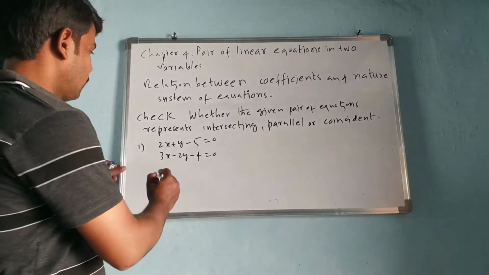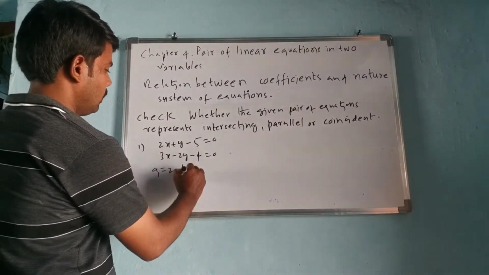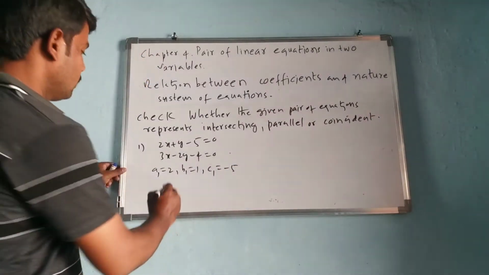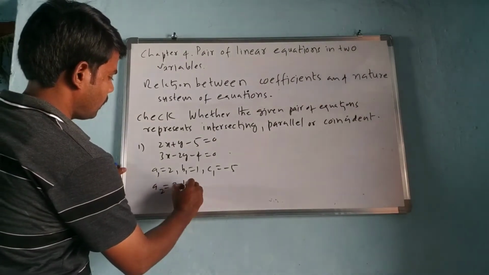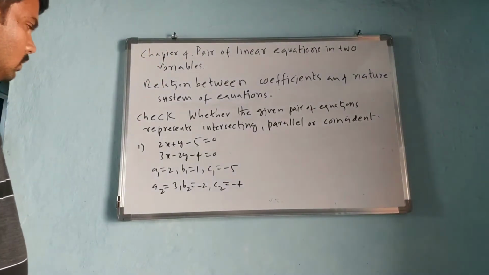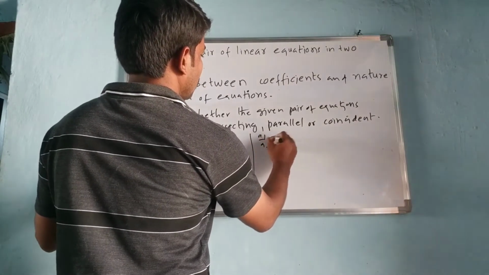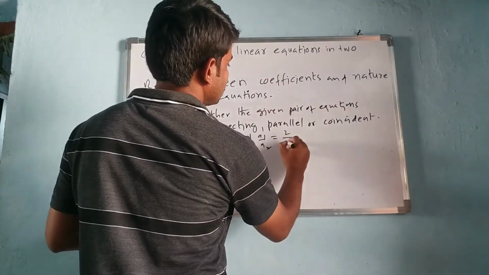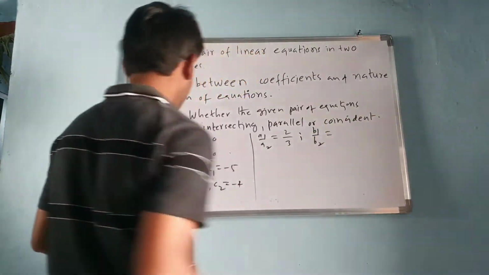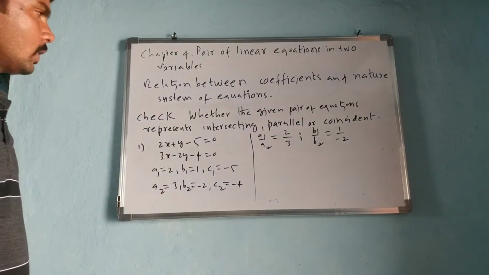So now, A1 is 2, B1 is 1 and C1 is minus 5, and A2 is 3, B2 is minus 2 and C2 is minus 4. Now find A1 by A2, which is 2 by 3. Similarly find B1 by B2, which is 1 by minus 2.